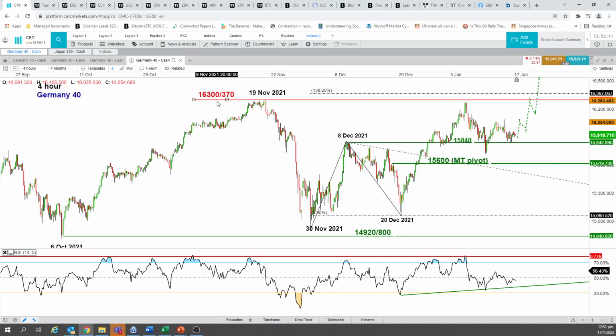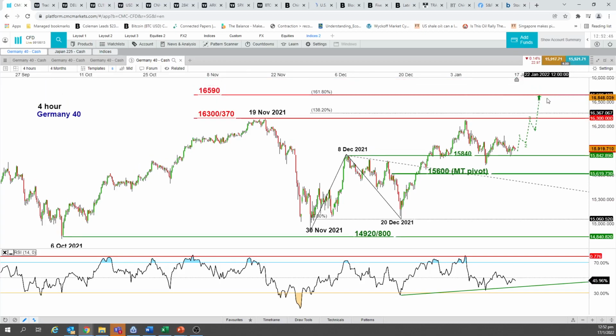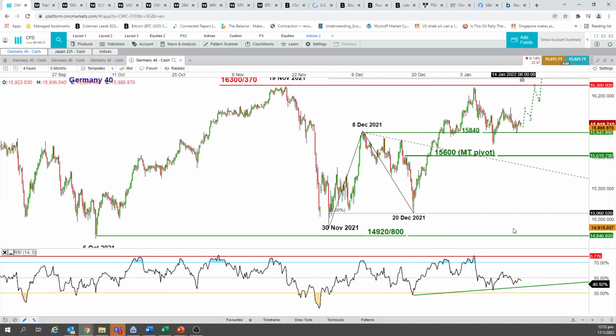A break above 16,370 may take us higher to the next resistance at 16,590. However, if we see a 4-hour close below 15,600, we may see another round of sideways formation that takes us down towards the lower boundary of this major sideways range support at 14,920 to 14,800.